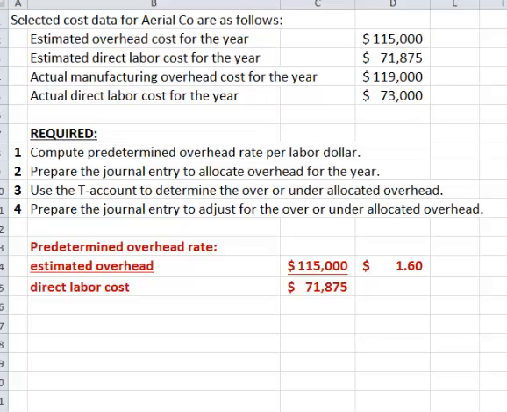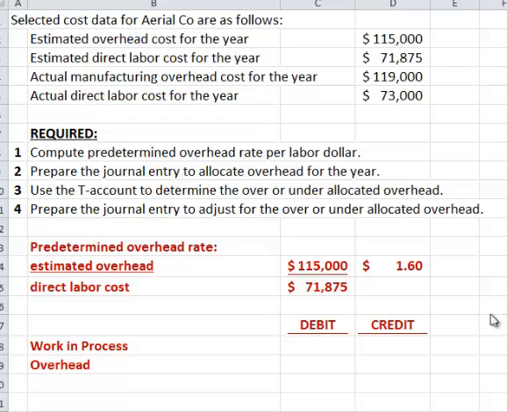Now they want us to prepare the journal entry to allocate overhead for the year, or to assign overhead to work in process. That is going to be a debit to work in process and a credit to the overhead account. So let me set up my debits and credits here. So now, what is the dollar amount that we're going to put in work in process? We're going to put in $1.60 for every dollar of direct labor.